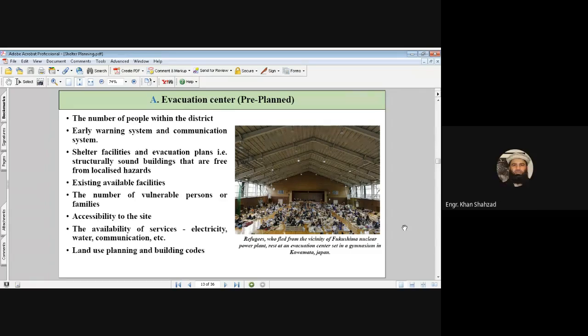Okay. So the number of people within the district, as we discussed, how many people have been affected during this disaster, this flood or this fire or this earthquake or tsunami. So you have to calculate the number of people. You should know about the number of people within the district. Then you should know the early warning system and communication system with these people.